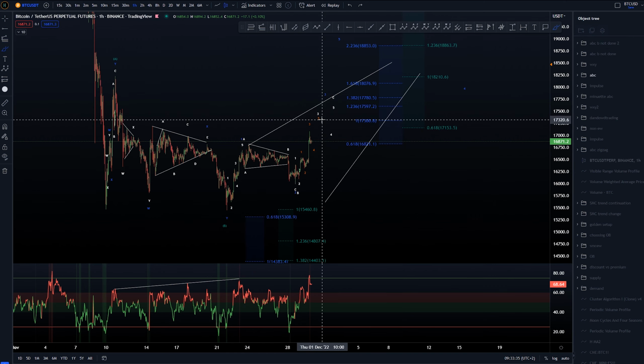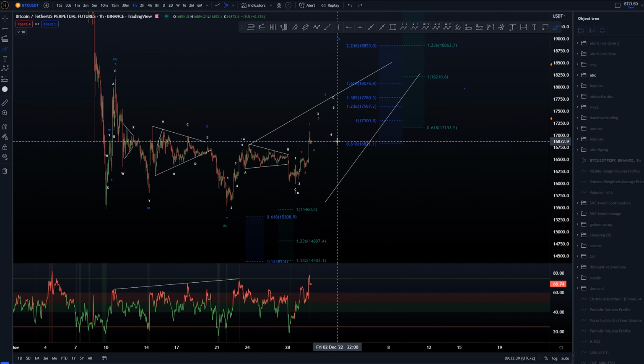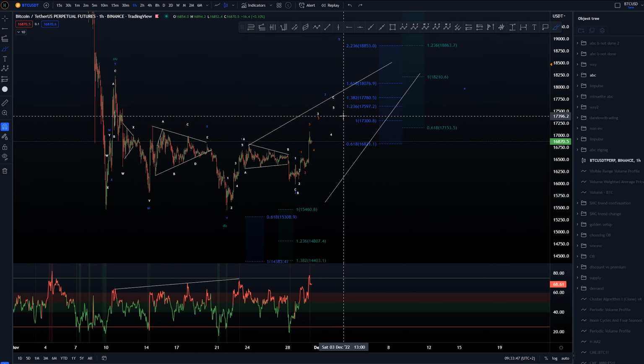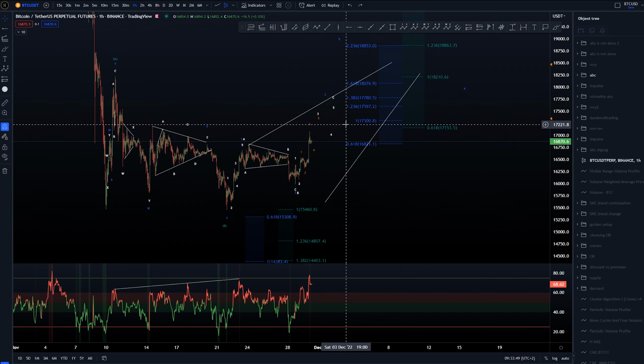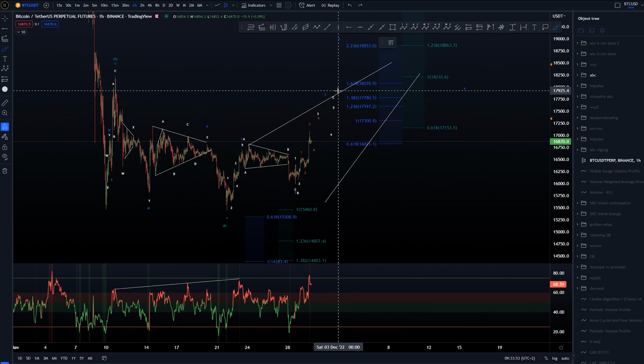For that we would be needing extensions on these wave structures, but today is going to be a very volatile day. We have a lot of news events coming through, and I think Powell is speaking later on as well, so expect some volatility. But that is just one scenario.